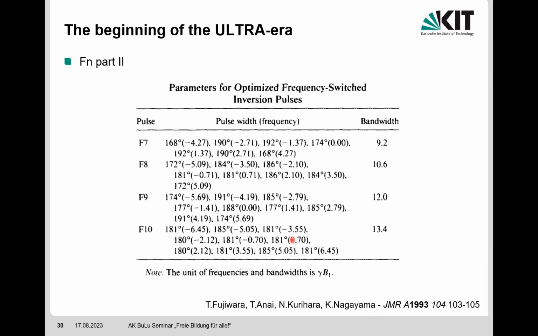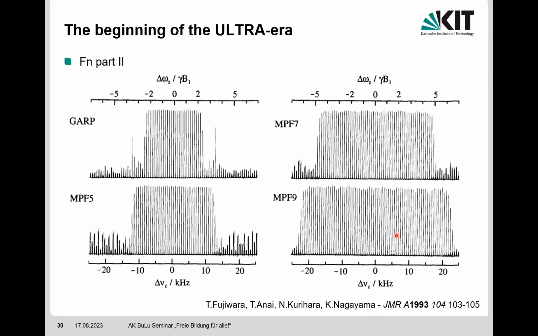And then further inversion pulses were developed. And the bandwidth increased dramatically to 9.2 and up to 13.4 for this Xi. And well, you see here 4 examples. This is the GARP, and then the so-called MPF5, MPF7, MPF9. And when you look at the Xis that we measured, then from 4.8 you go to 6.7 and even up to 12.3. And this is quite remarkable.